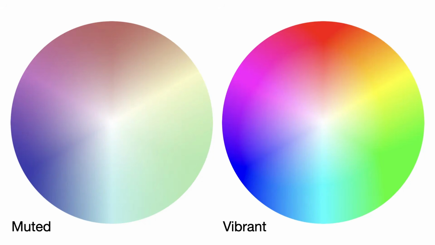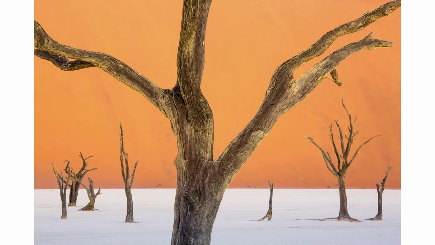Another way to think about your colors is muted or desaturated versus vibrant or saturated. And so when I'm making my color grading decisions, I'll often think about whether I want to really make the colors stand out and be very strong and vibrant and noticeable for the viewer, or whether I'd rather go for a softer, maybe more pastel, muted color scheme. And so here is an example from the famous Deadvlei area of the Namibian desert.